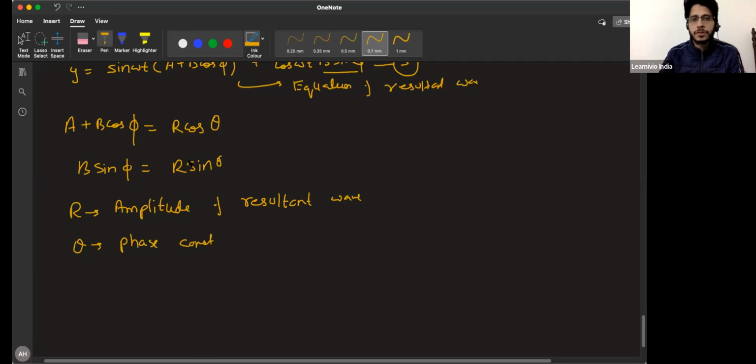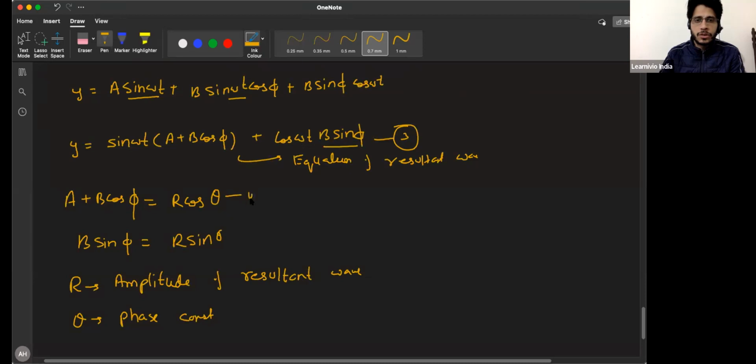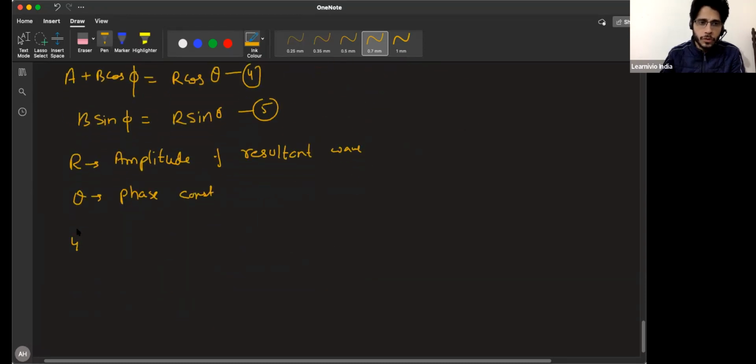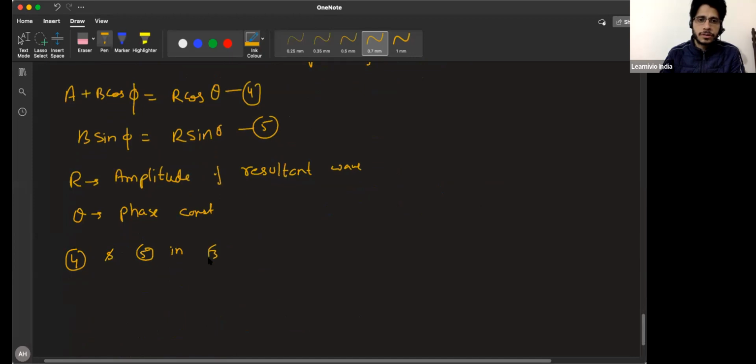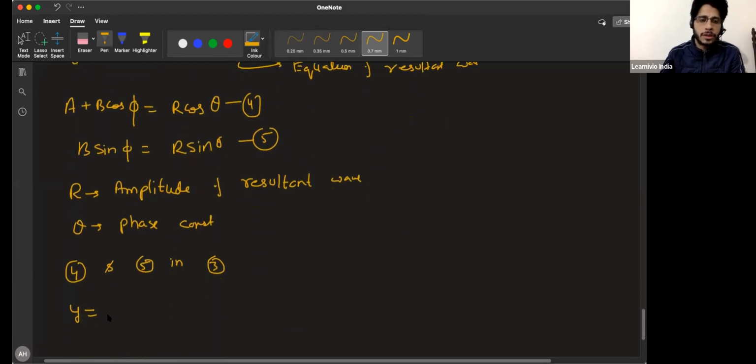Theta is the phase constant. So I call this equation number 4. I call this equation number 5. Next we can substitute 4 and 5 into 3. So when we do this substitution, I will get y is equal to sine omega t.